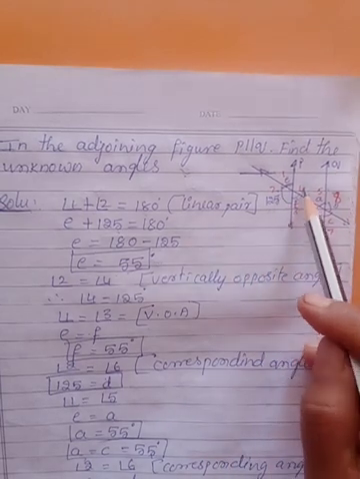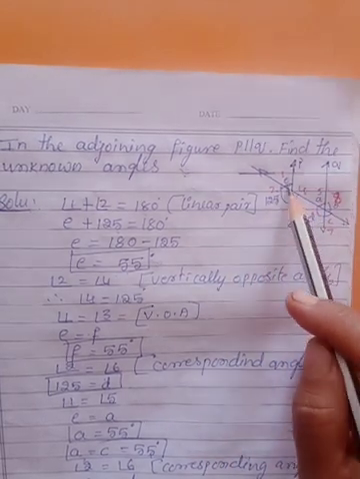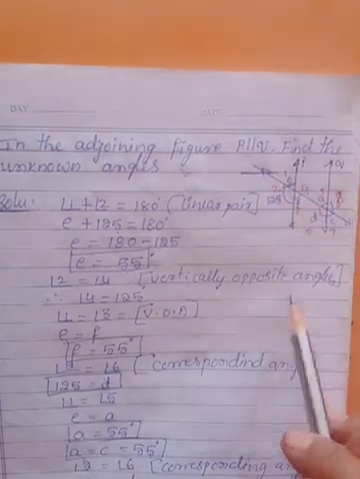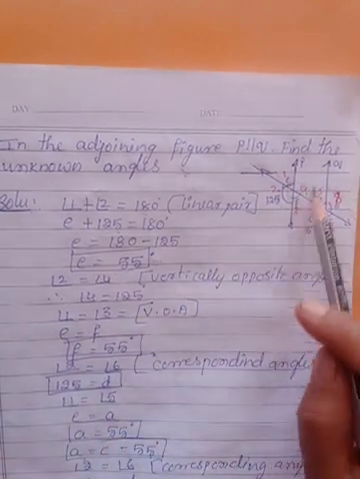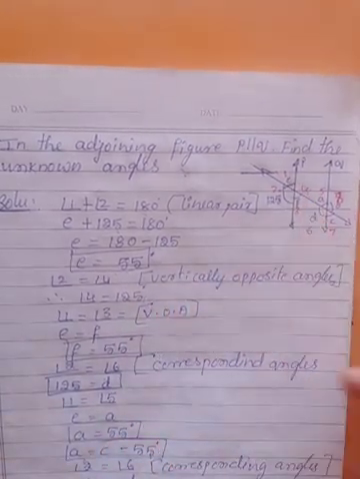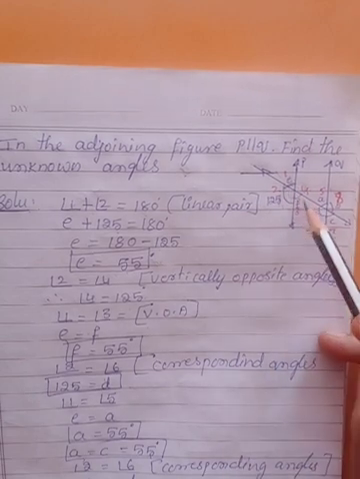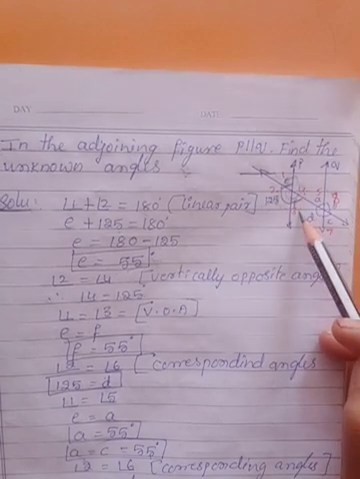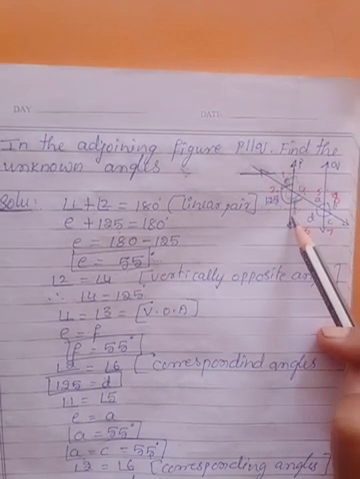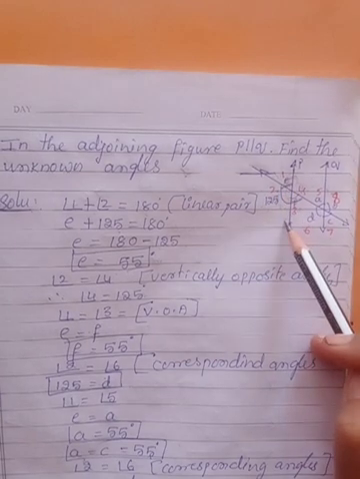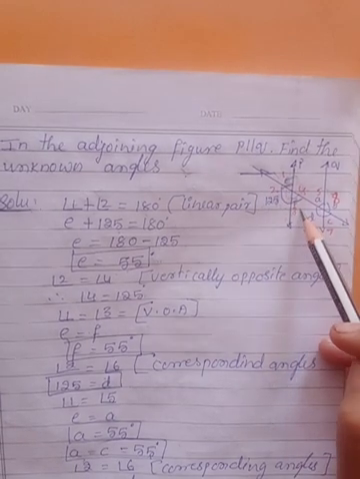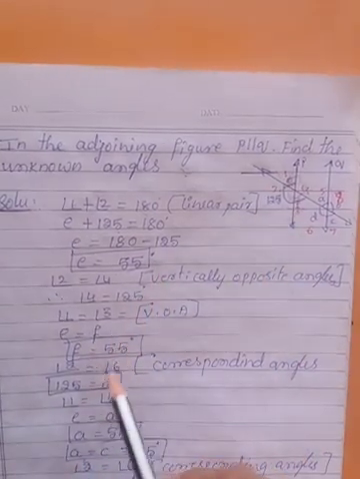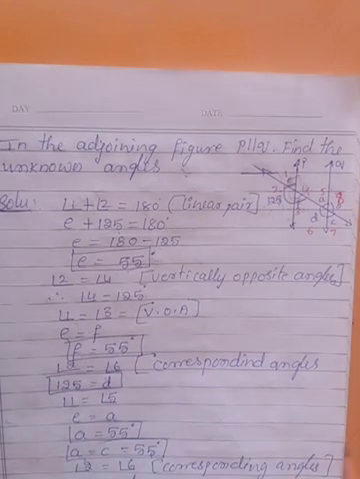Next, 2 will be equal to 4 because they are vertically opposite angles. Therefore, angle 4 will be 125 degrees. We got this angle also. Now, 1 will be equal to 3. 1 and 3 are vertically opposite angles. Therefore, E is equal to F. E is 55, therefore F will be 55 only.